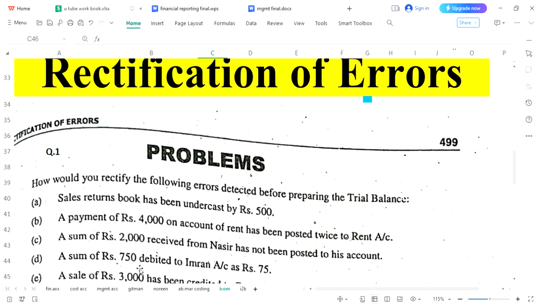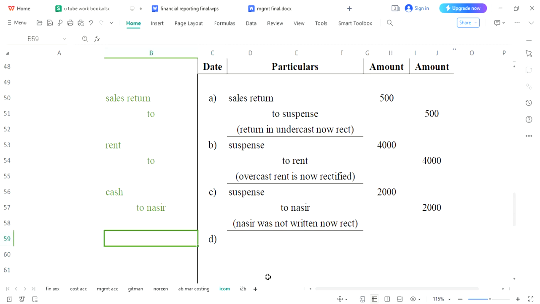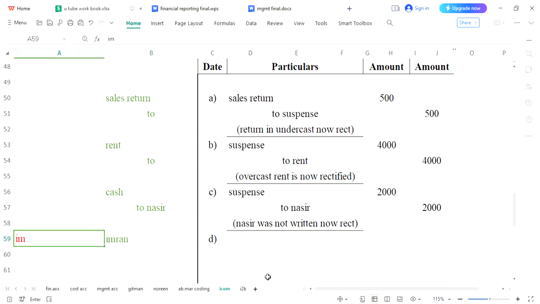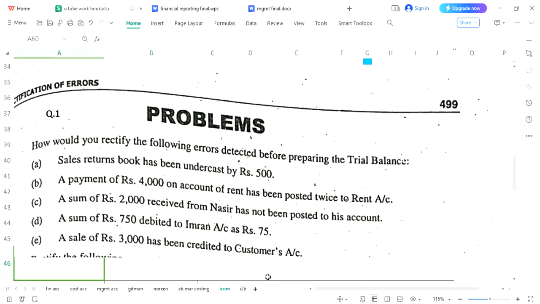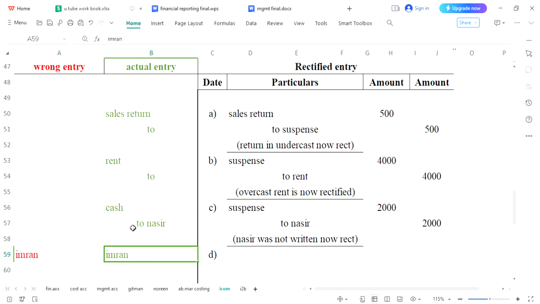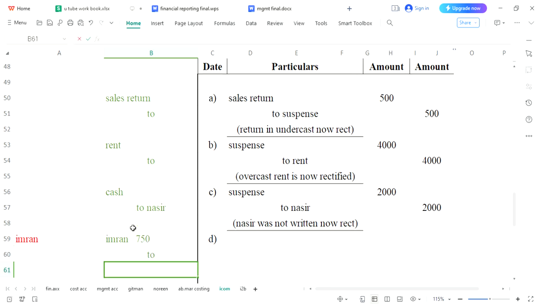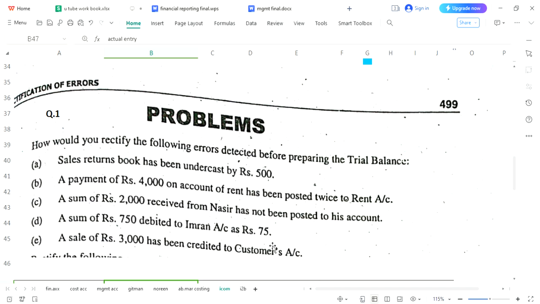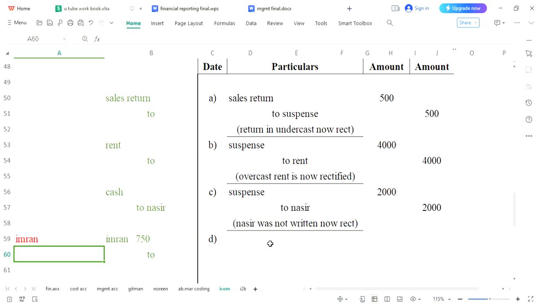A sum of rupees 750 debited to Imran as 75. Okay. So Imran was supposed to be written on debit side. We will see what mistake we have done. And we have debited Imran as well. But what is the mistake? Imran was supposed to be written as 750. So the actual amount we can note was 750. Instead of 750, we have written debited to as 75. So we have put 75.